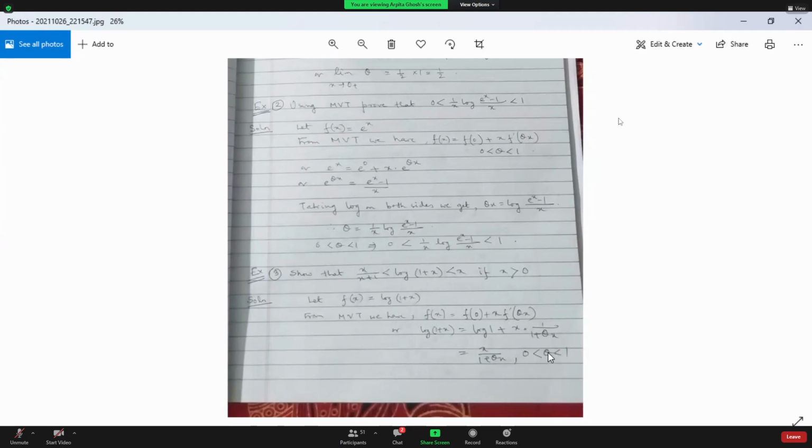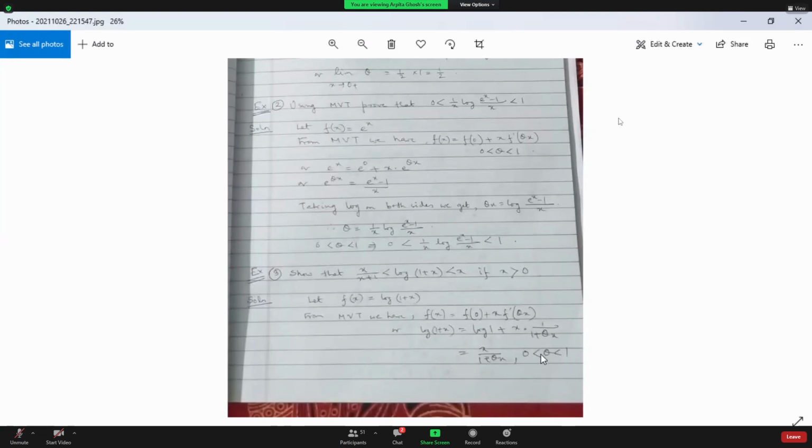1 less than 1 plus theta into x less than 1 plus x. So if we take the inverse of that, 1 by 1 plus theta into x will lie between 1 and 1 by 1 plus x, but this time the sign will be changing. Once again, I'm repeating. Given that x is greater than 0 and we know that theta lies between 0 and 1, whenever we are applying the mean value theorem, we know that theta is a fractional number, that is theta lies between 0 and 1.